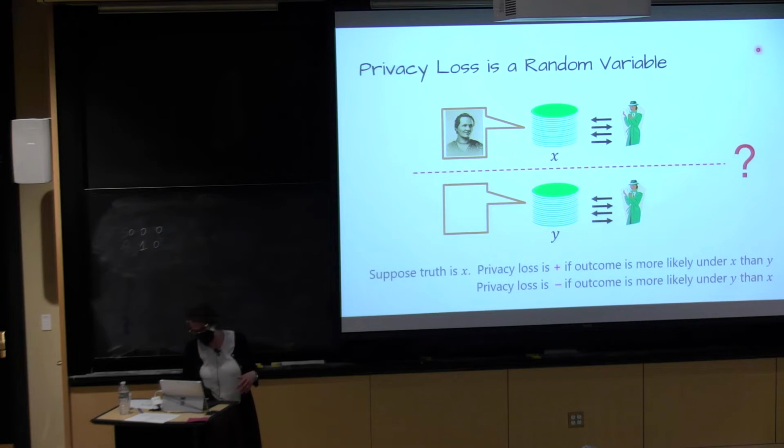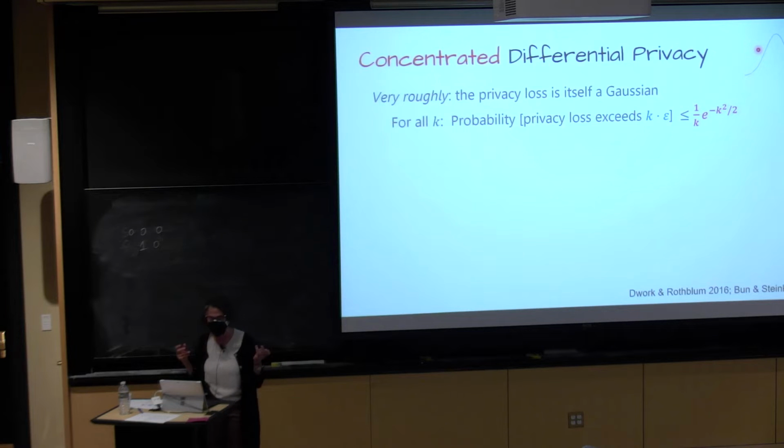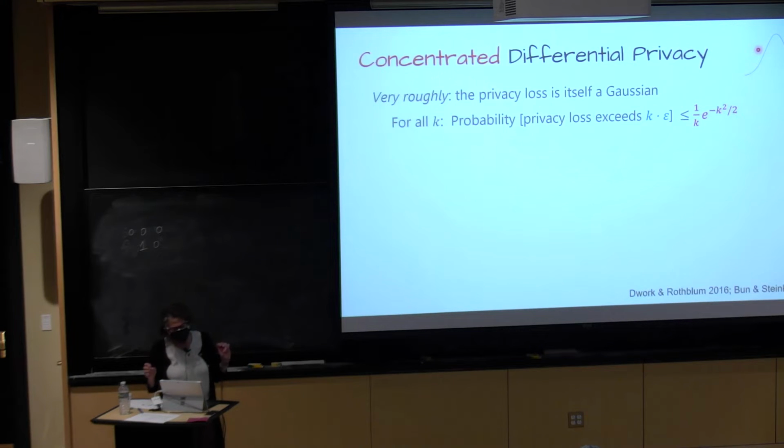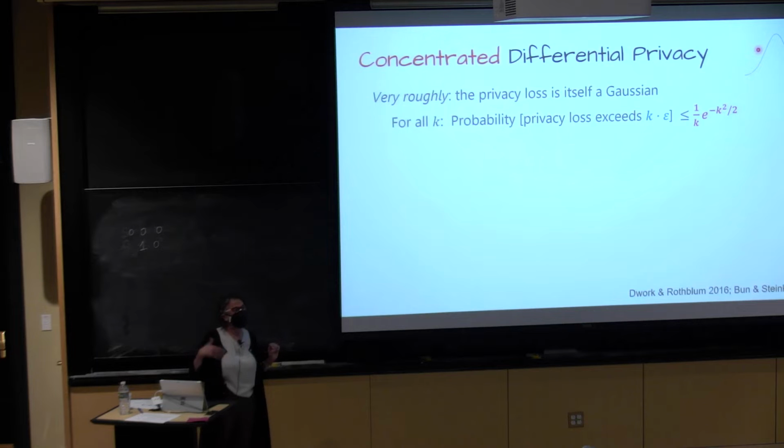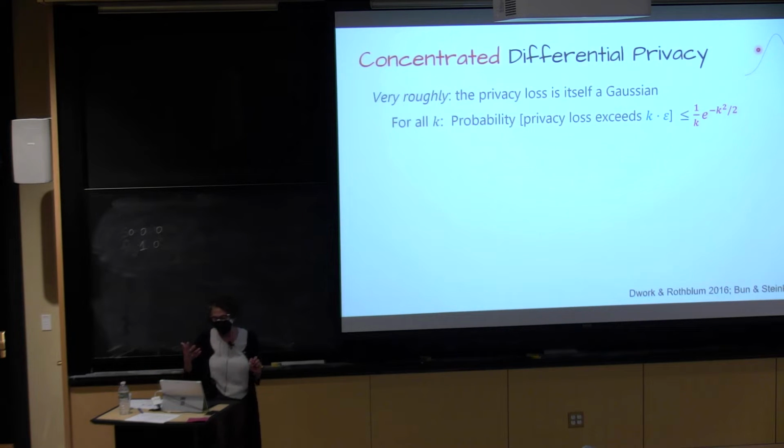And we'll see some of that tomorrow. So this just gives you a little taste of what some of these definitions are going to be. Concentrated differential privacy very roughly says that the privacy loss itself is sub-Gaussian, or is Gaussian. So for all k, the probability that the privacy loss will exceed k times epsilon is 1 over e to the minus k squared over 2.